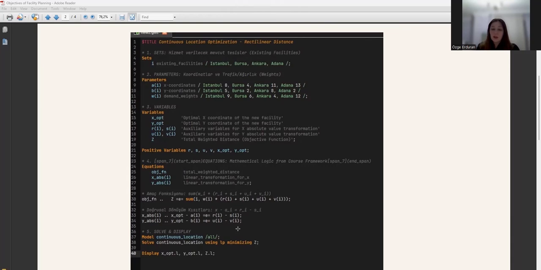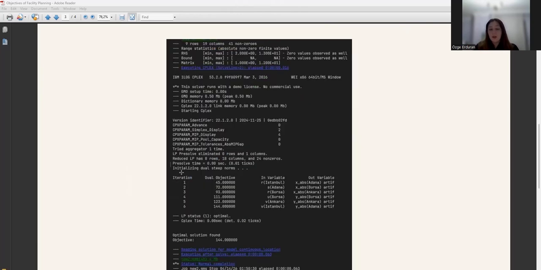So today's case study is analyzing the global optimum. Let's examine the results of our Turkey logistics network, where we evaluate four major industrial hubs: Istanbul, Bursa, Ankara, and Adana. Our results: the model established the optimal coordinates as 11 and 2.